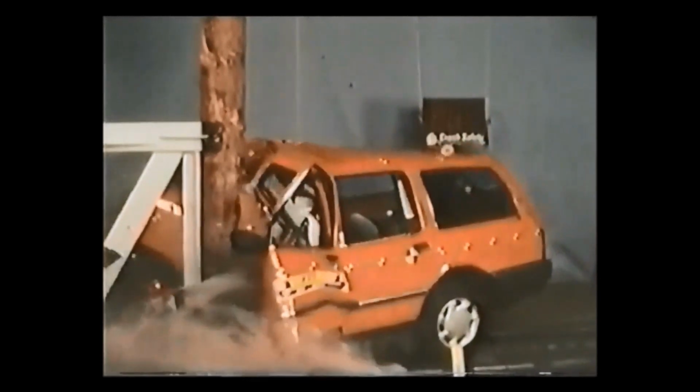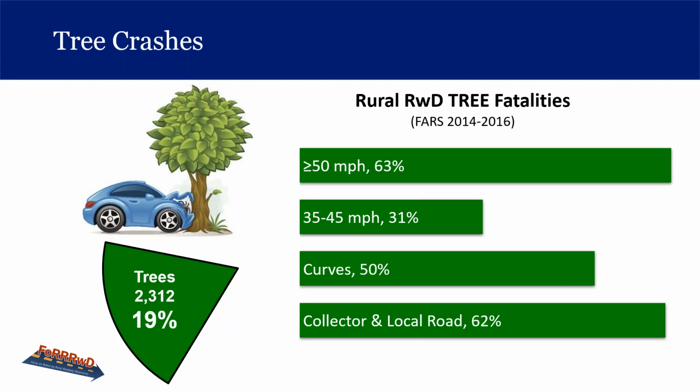So that's the kind of damage that occurs with a tree crash at different speeds. So you can see the data here from our rural roadway departure tree fatalities. So a lot of this, this is what we can focus on, eliminating these crashes. And, again, especially in the curves.